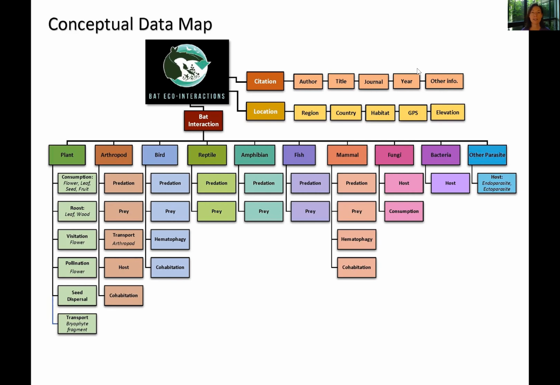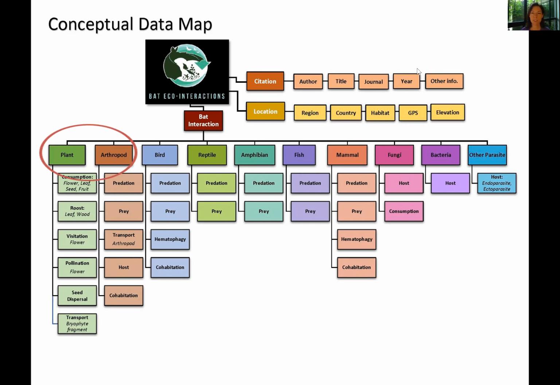And then when possible, when given, we provide the elevation, because the bat interactions and what they're interacting with vary greatly with elevation. So we think that'll be really useful information. And so then we have the actual bat that's part of the interaction. And then you can see a list here of the different other organisms, the object organisms, with which the bats would interact. Now, because we started out as a bat plant database, most of the data in the database is actually focused on plants.